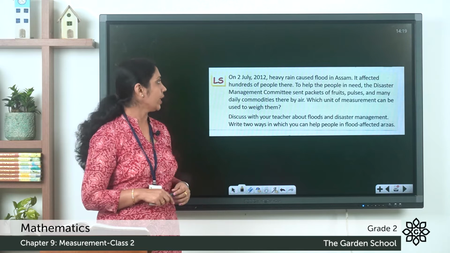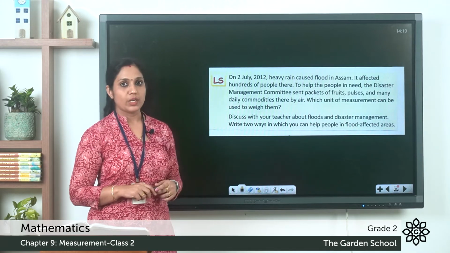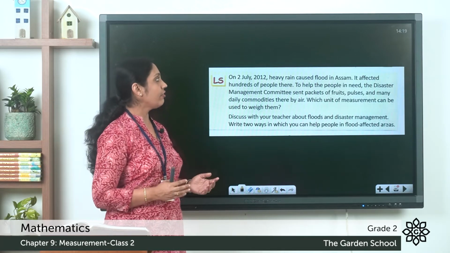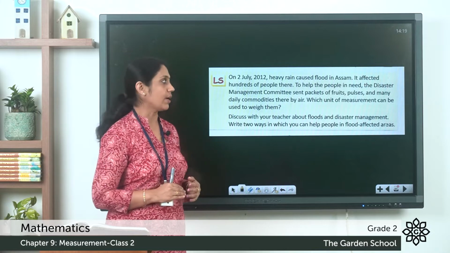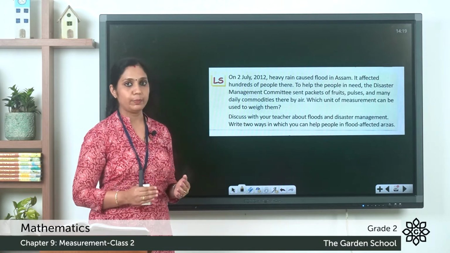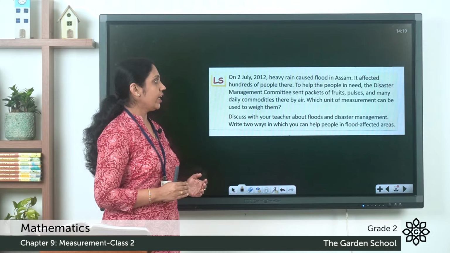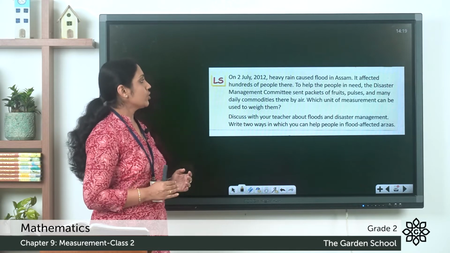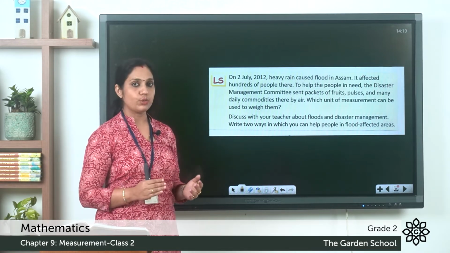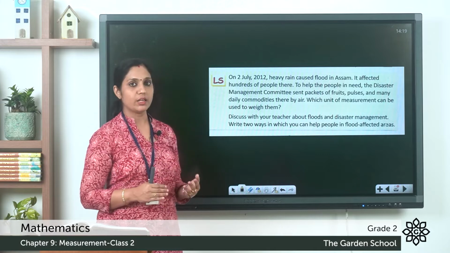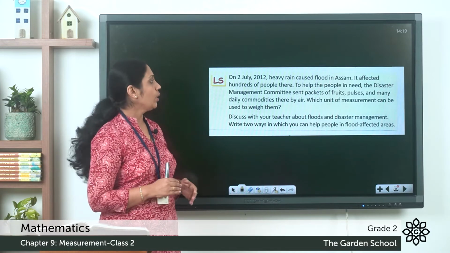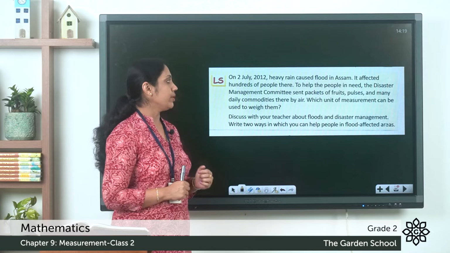Next we have on 2nd July 2012, heavy rain caused flood in Assam. It affected hundreds of people there. To help the people in need, the Disaster Management Committee sent packets of fruits, pulses and many daily commodities there by air. Which unit of measurement can be used to weigh them?